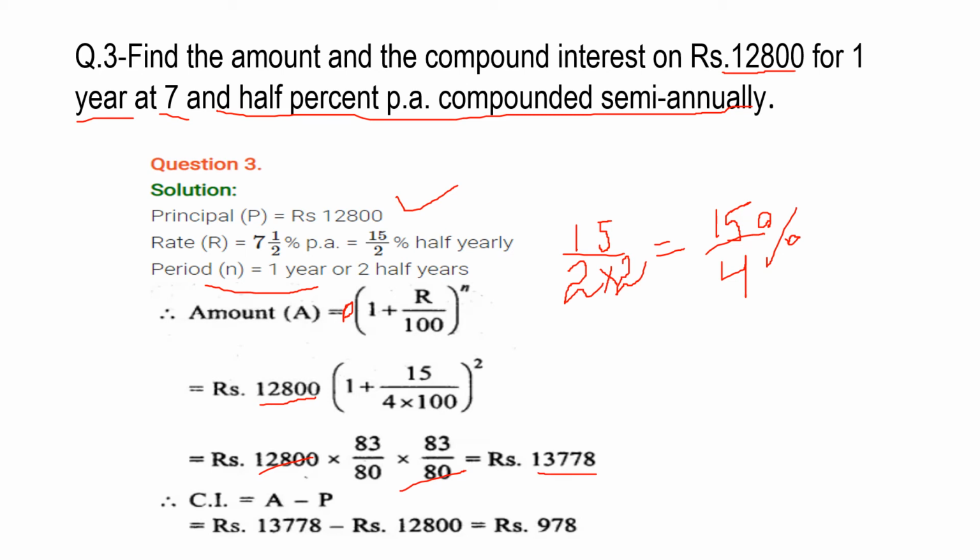And you have to convert it into compound interest. You have to deduct the principal from the amount, right? Amount minus principal. Amount is 13,778, principal is 12,800, and compound interest would be 978 rupees. Clear? This was question number 3.